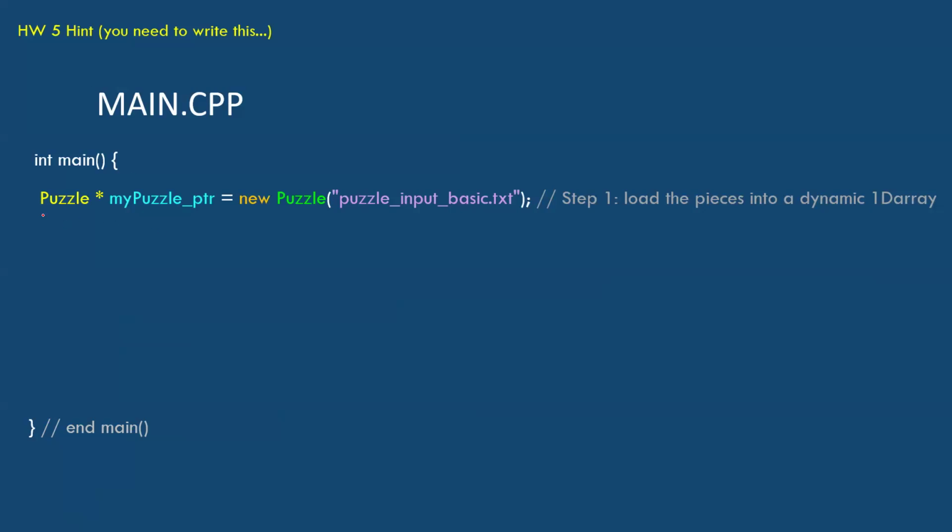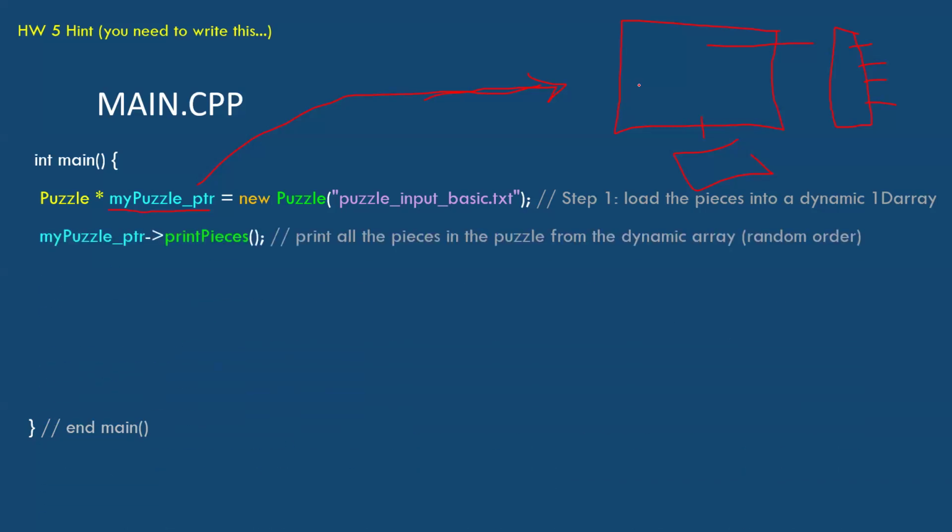So if I say puzzle star, that means this variable is a pointer to something we're creating over on the heap. This chunk of memory over here is a puzzle, and this is just a pointer to that instance of the puzzle class. As we saw previously, the puzzle class is going to have an array of pieces pointers, and it's going to have a grid, and that whole thing is held onto by this one pointer over here.